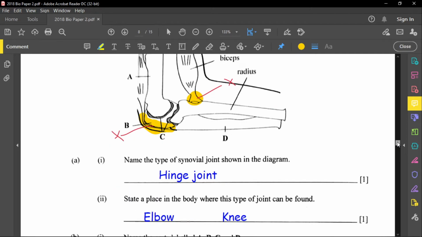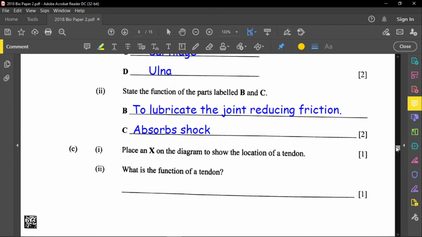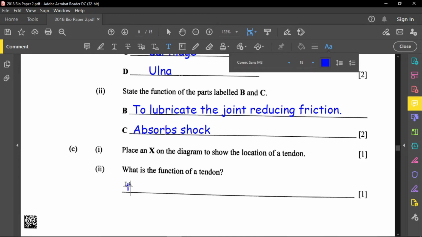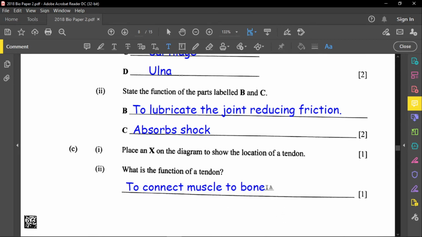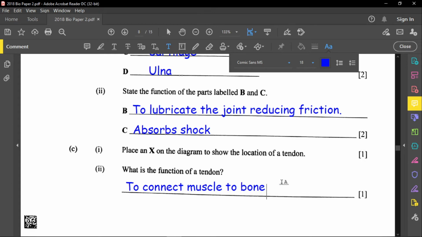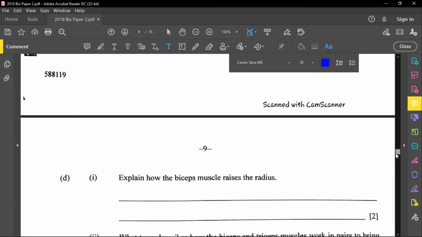Now let's go to the other part of the question. It asks, what is the function of a tendon? A tendon, again, connects muscle to bone. So here it is to connect muscle to bone. That will be our answer there. Then we can jump to another part of the question.